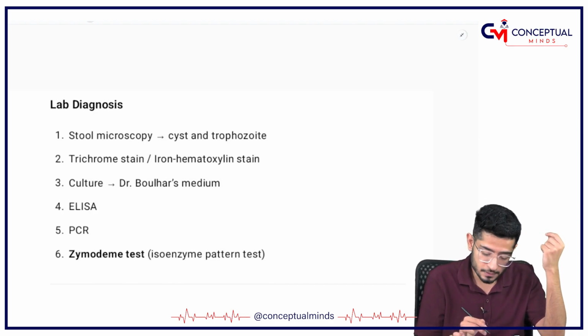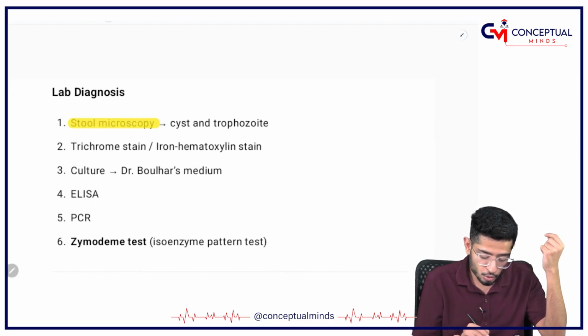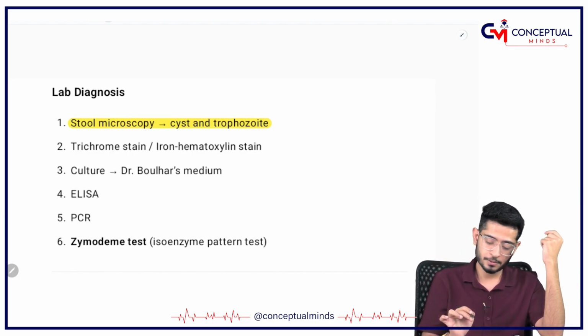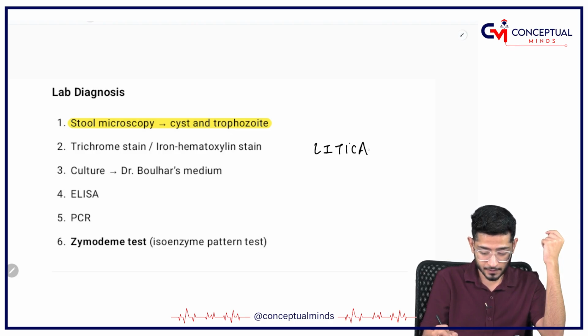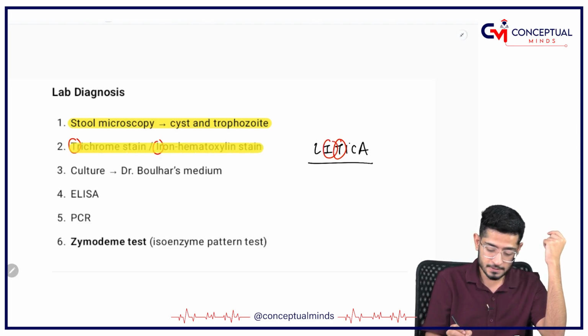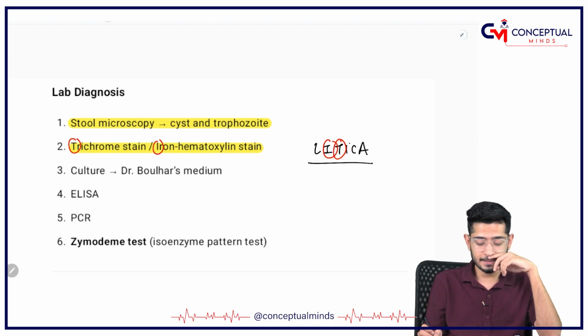How will you diagnose it? Remember, stool microscopy will show cyst and trophozoite, but you have to stain it. So histolytica, I'll write it down. Lytica: T for trichome stain, I for iron hematoxylin stain. Trichome stain and iron hematoxylin stain.